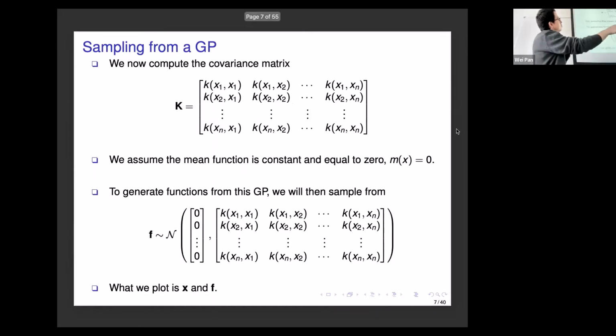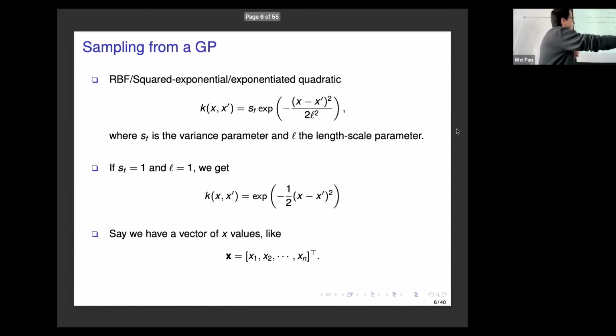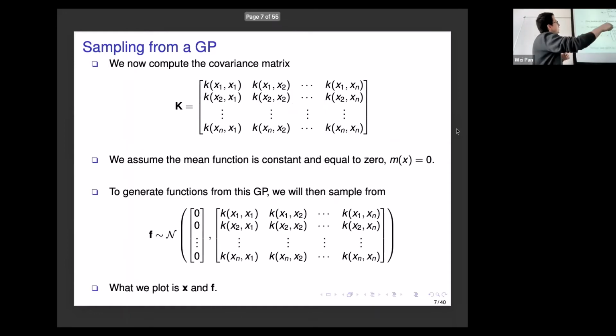I compute that covariance matrix using these inputs. Each of the entries in this covariance matrix is just that function evaluated for a pair of those inputs. As I said before, we assume a zero mean function in the prior, and then I get this multivariate Gaussian distribution to describe these functions. Everything that we know about these functions is in the covariance function.